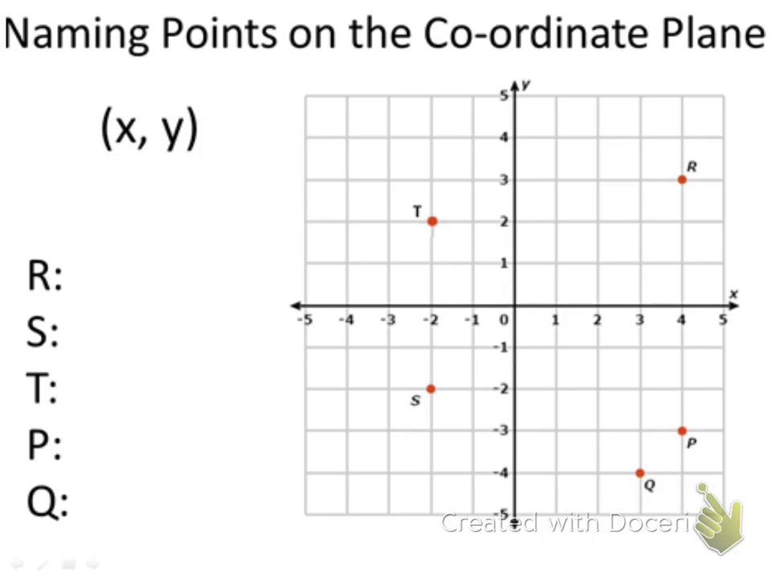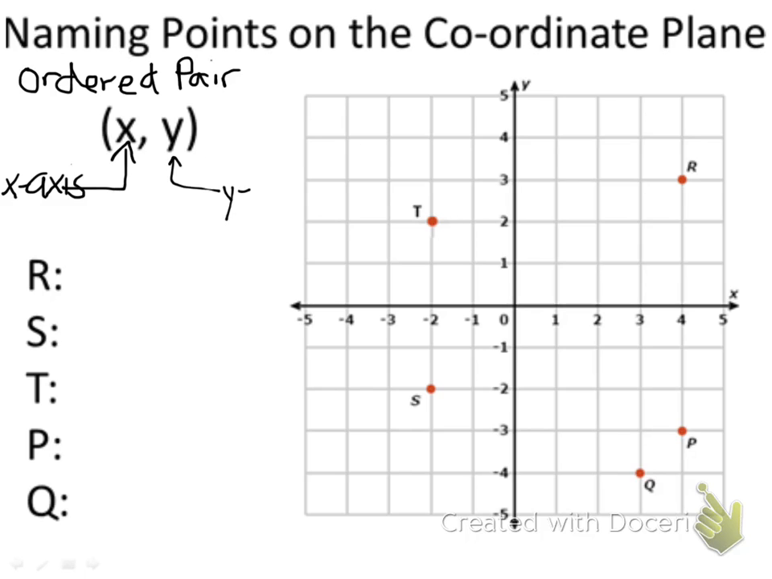Points that are on the coordinate plane can be written as an ordered pair, and an ordered pair would be written in the form parentheses x comma y. What that means is where the point is along the x-axis and where the point is along the y-axis. And these two, as an ordered pair, it's how we can find points and work around the coordinate plane.